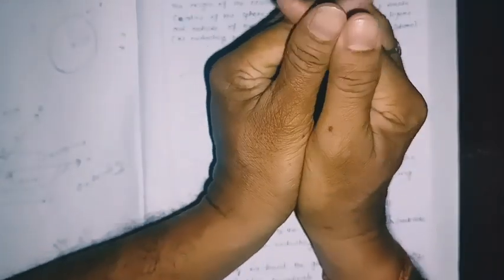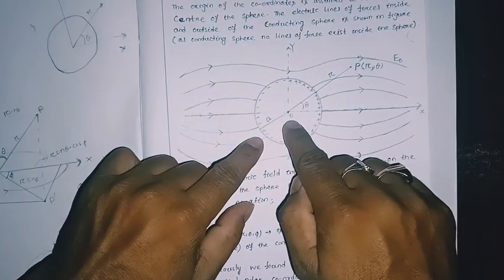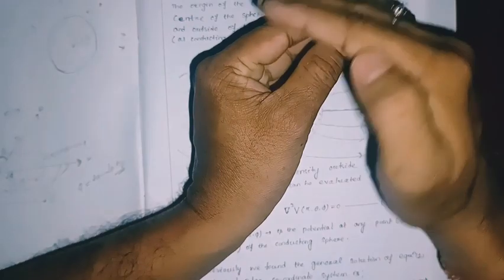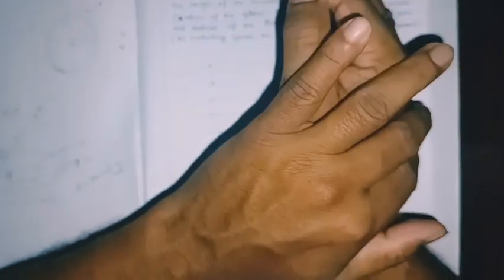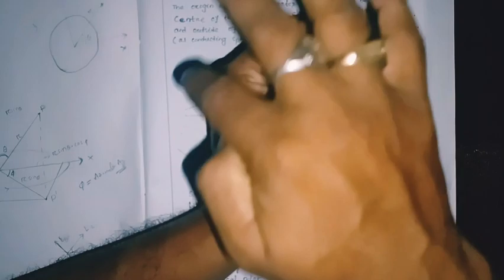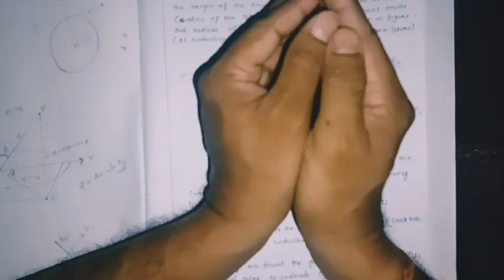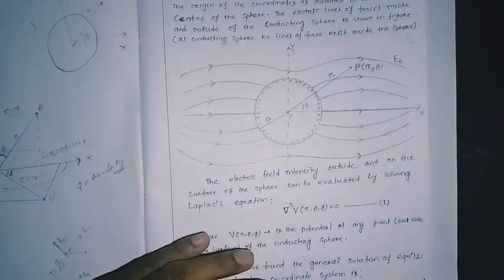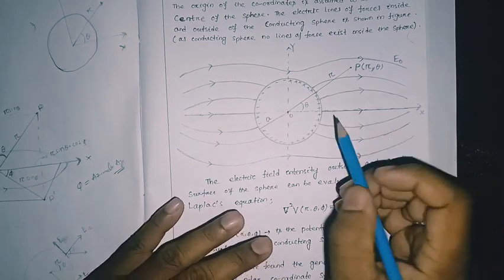Suppose this is the sphere, this side negative charge, this side positive charge, as I represented in this figure, but this side also negative charge will be there, and this side also positive charge will be there. So any azimuthal angle portion I consider on the surface, I can get the symmetry, or they will cancel with each other.